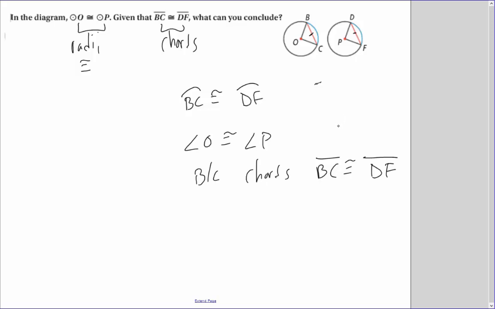And you can rearrange any of those methods as you wish. Meaning that if you know the angles are equal, the chords are equal. If the angles are equal, the arcs are equal. If the arcs are equal, the angles are equal. So there's a lot of different combinations you can do.